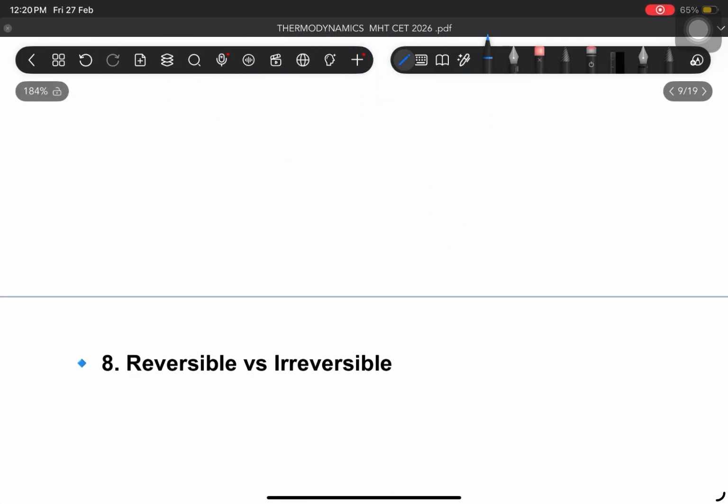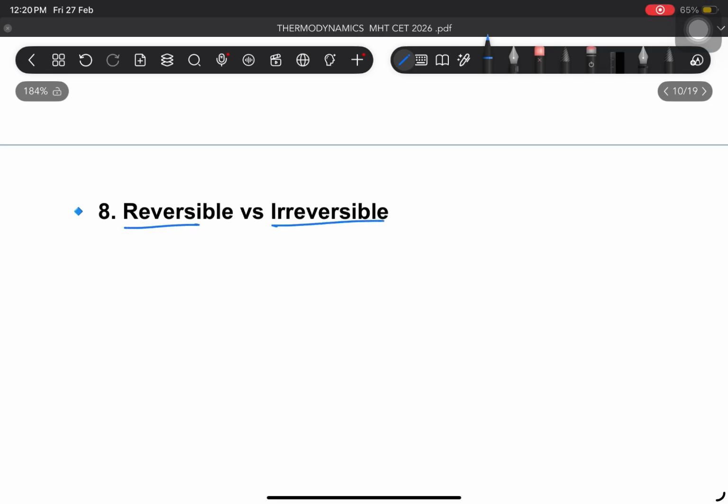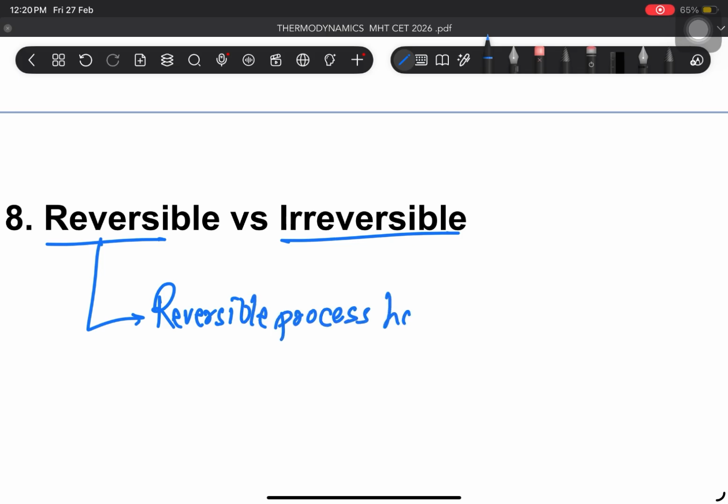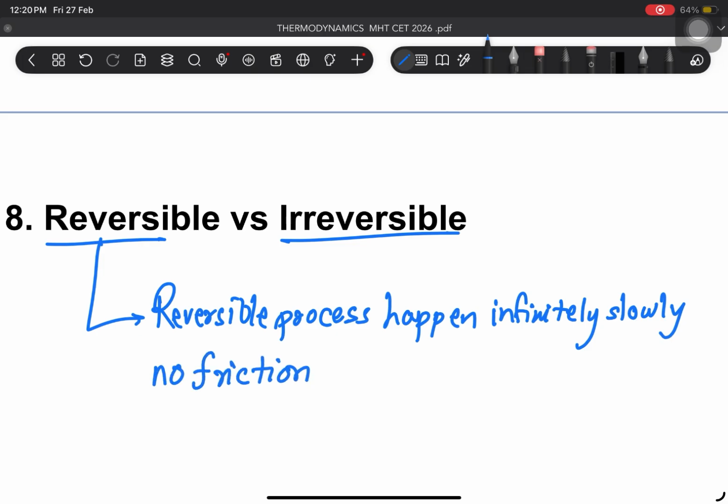Next, reversible versus irreversible. Reversible process happens infinitely slowly, with no friction, and gives maximum work.